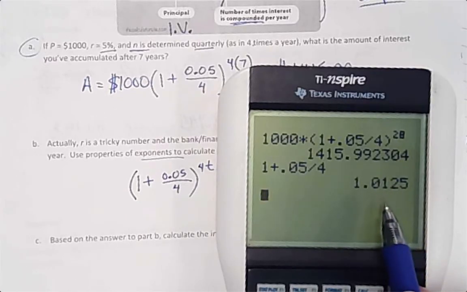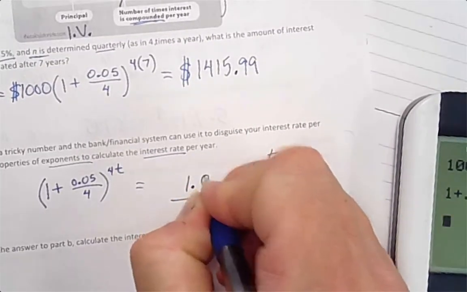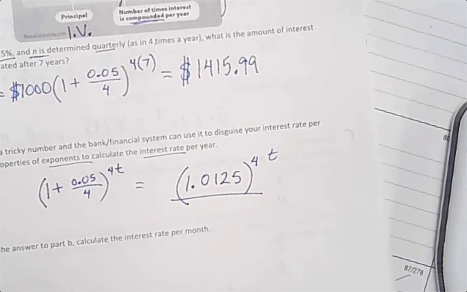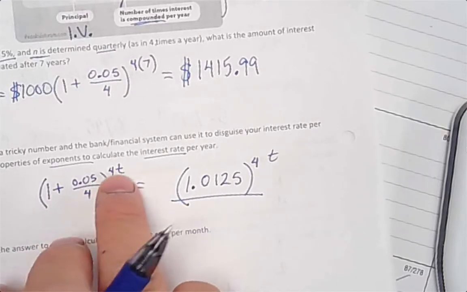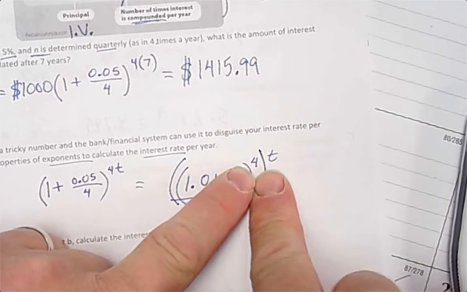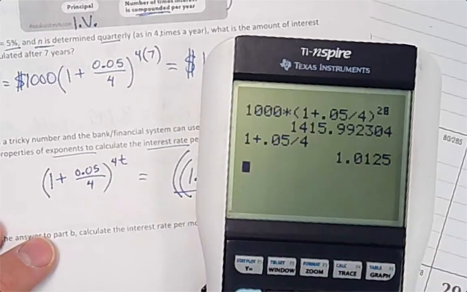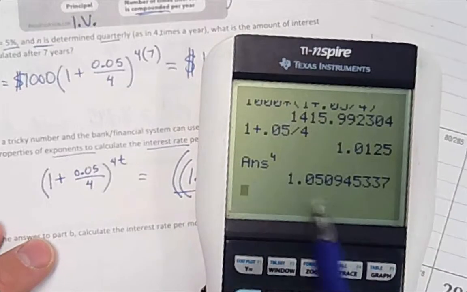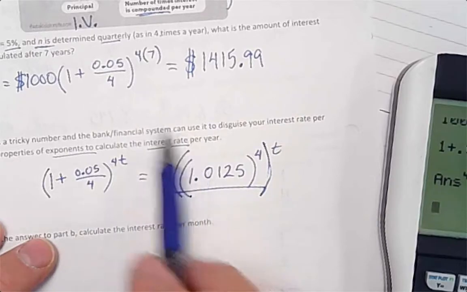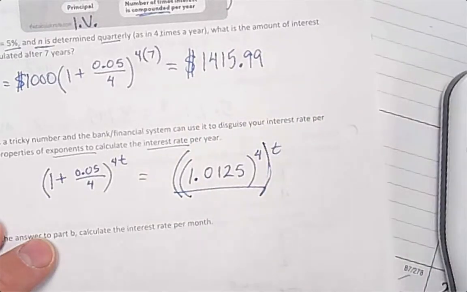I'm getting 1.25%. So I can write this as 1.0125 to the power of 4. And if you have 4 times t, that means you can further separate the expression so that it's 4, and then that expression is raised to the t value. So if I take this number and raise it to the 4th power, this is my interest rate. Hey, I guess that matches. 5.09%. I guess I didn't really prove much.